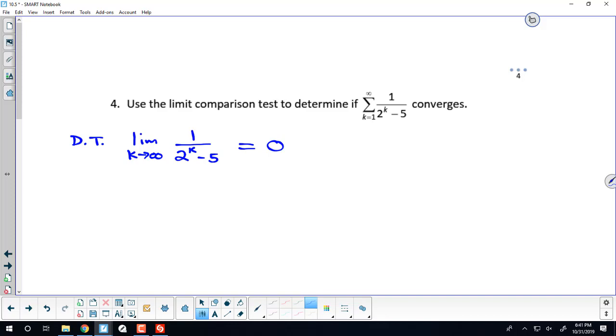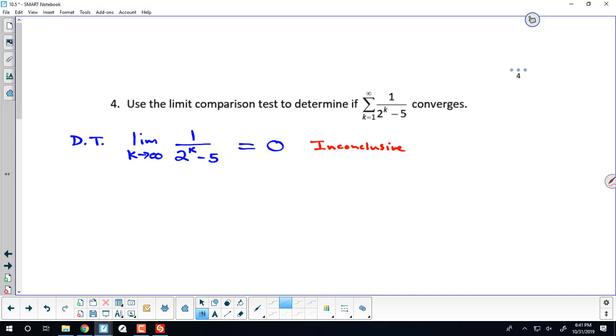So we see that's 0, and what does that mean? What does the divergence test mean if it's 0? It doesn't. We don't know. Yeah, it doesn't tell you anything. So the divergence test is inconclusive. It's not a telescoping series. It's kind of related to a geometric series, right? It's not quite geometric because it's not just 1 over 2 to the k.